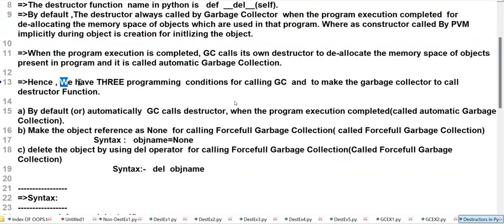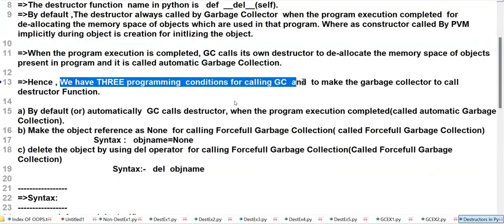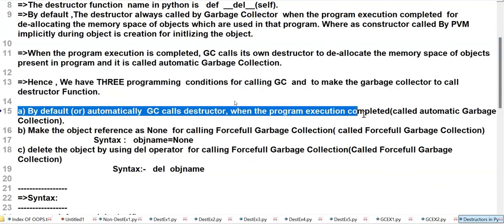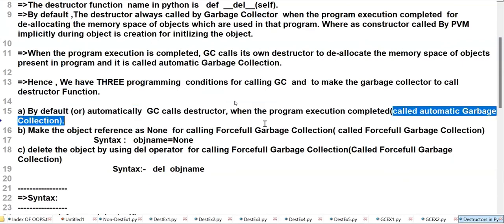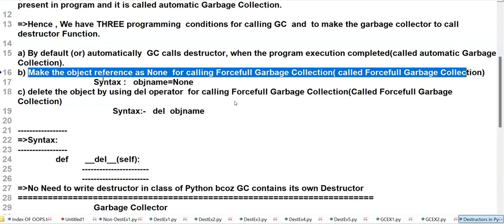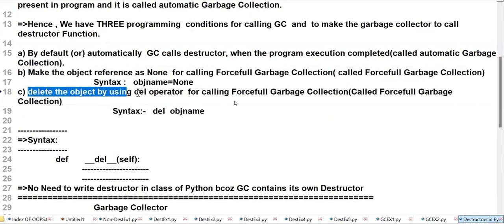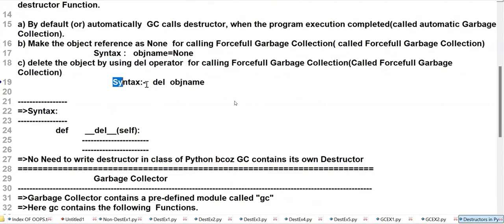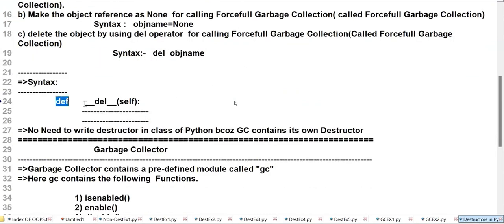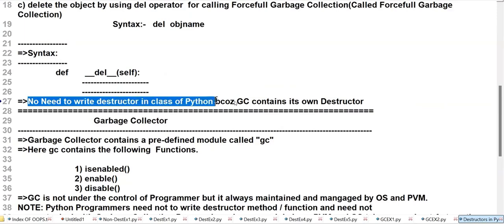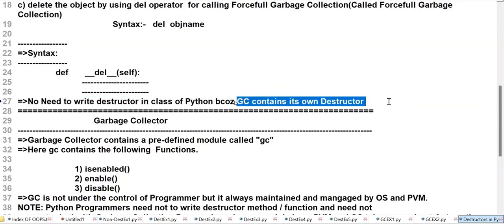Hence, we have three programming conditions for calling GC to make the garbage collector call the destructor. A: automatically, GC calls the destructor when the program execution is completed, called automatic garbage collection. Make the object reference None, called forceful garbage collection: object = None. Delete the object by using the del operator for calling forceful garbage collection. Syntax: del obj_name. No need to write a destructor in a class of Python because GC contains its own destructor.